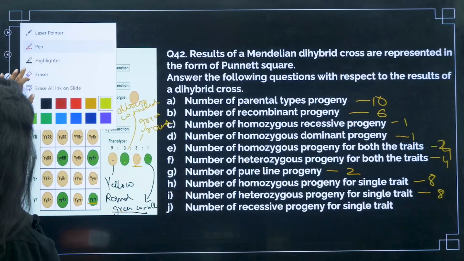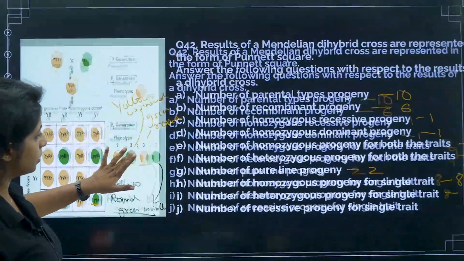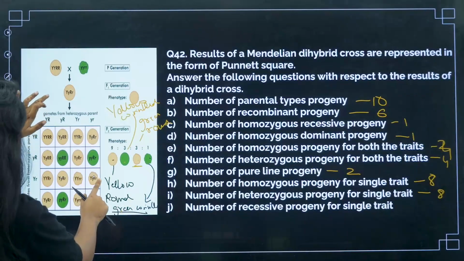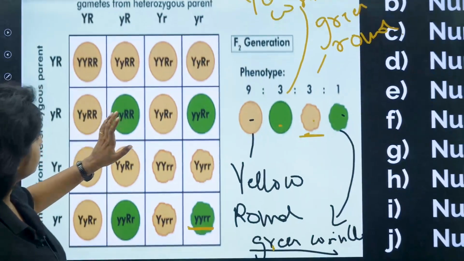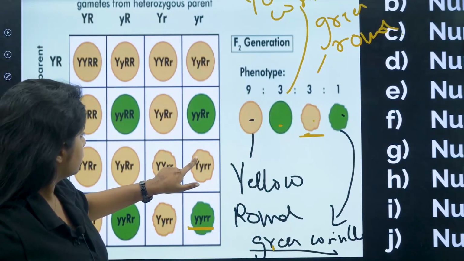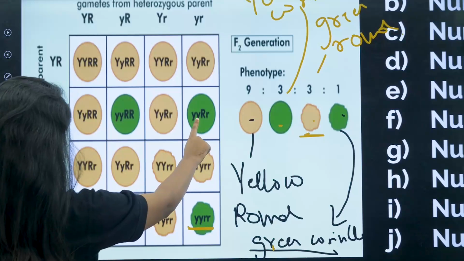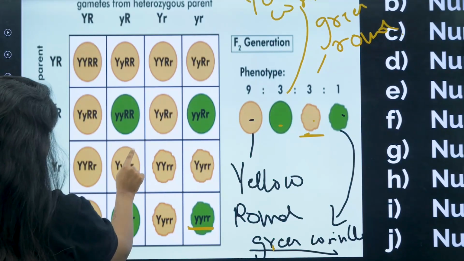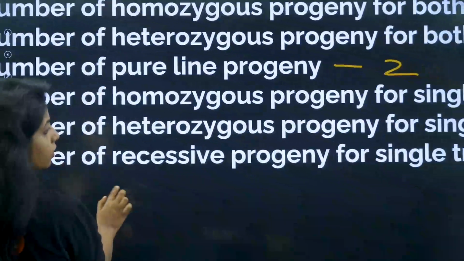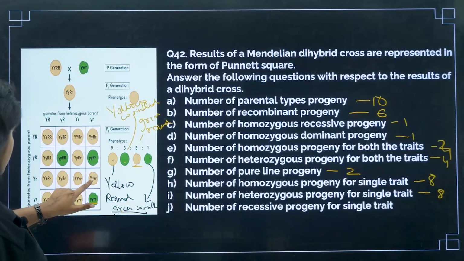Tell me. Recessive for a single trait. Number of recessive progeny for a single trait. This I have to check once. I have not mentioned 6. Okay. Anyways. Sorry. So we have to count the recessive ones. So 1, 2, 3. Recessive progeny for a single trait, no? Wait, I messed up. Wait.